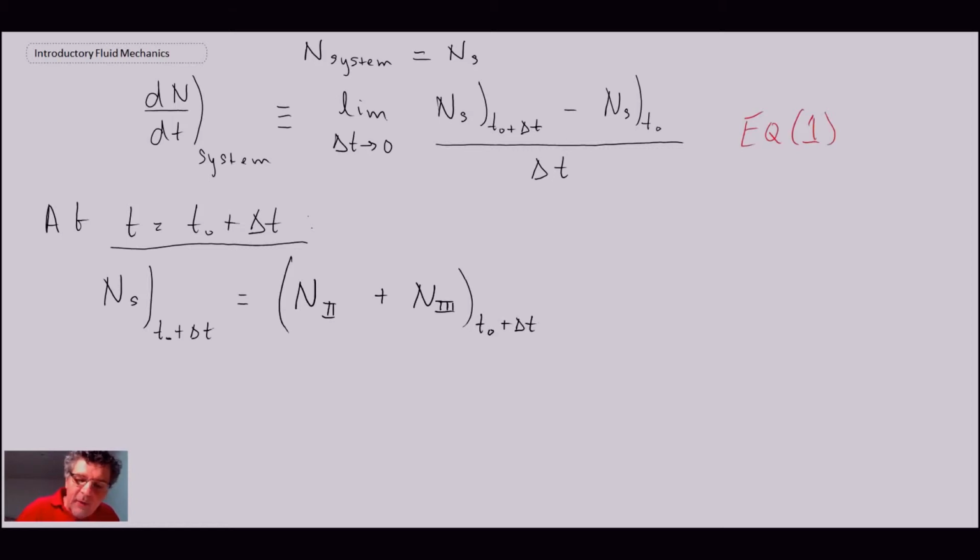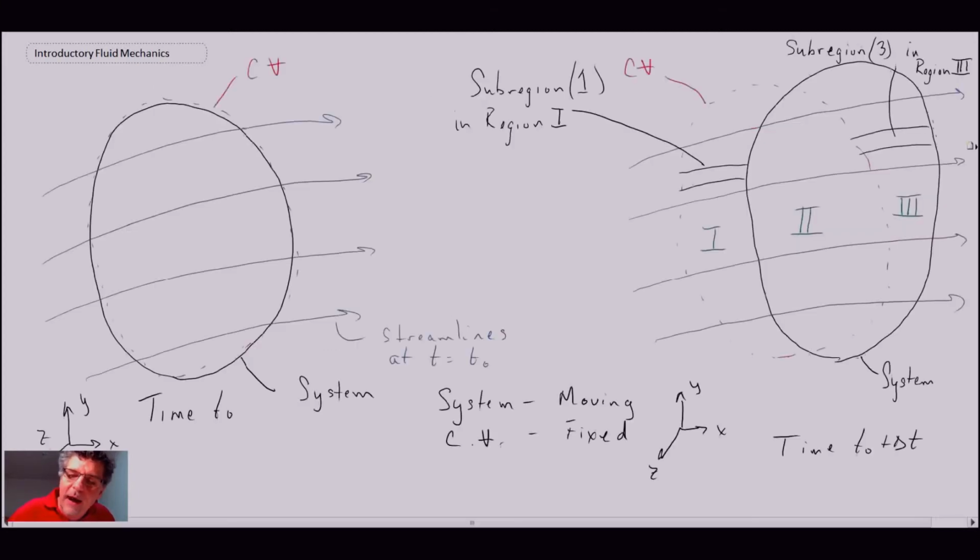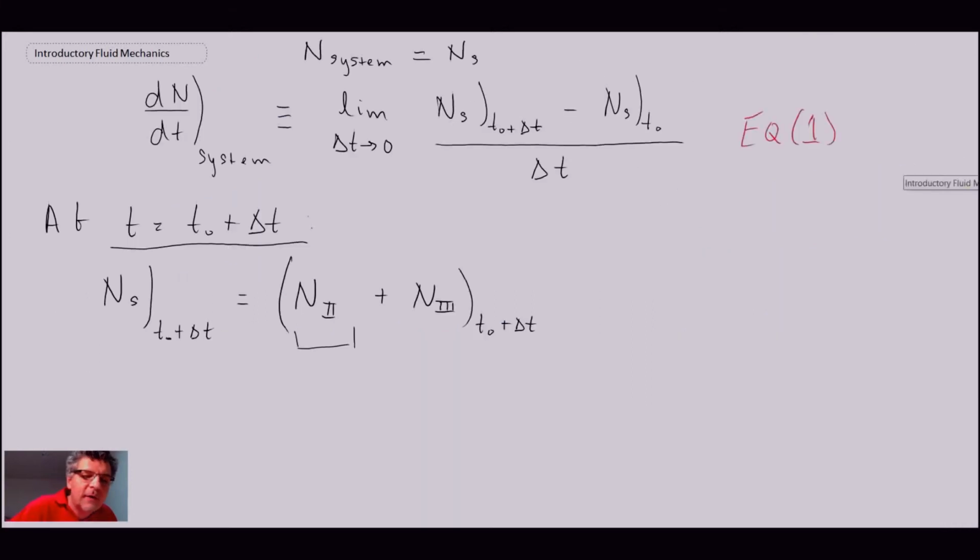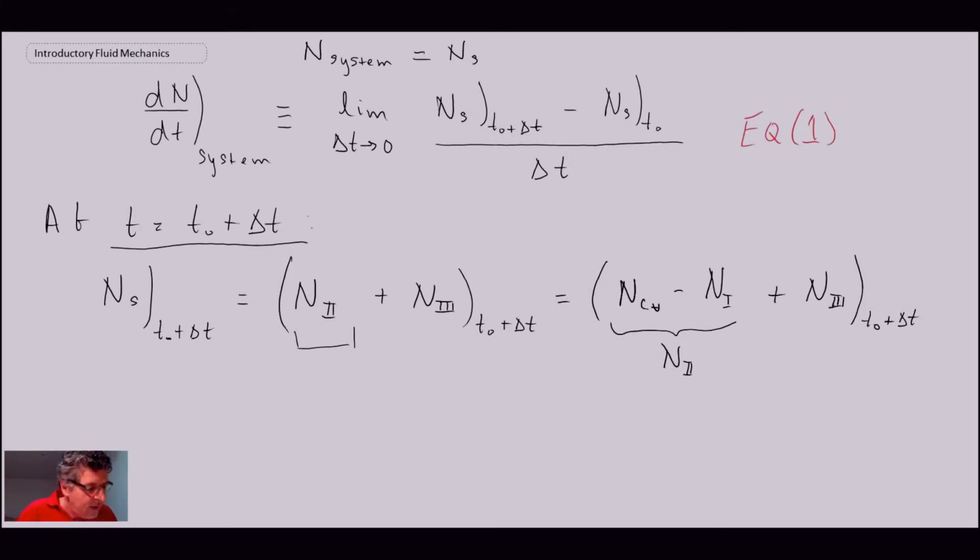Now I want to write this in terms of the control volume, so I'm going to make a substitution for what we have for region 2. Looking back, we can see that region 2 consists of the control volume minus what is in region 1. So this is equal to the extensive property in region 2, plus what is in region 3, all evaluated at time t0 plus delta t.